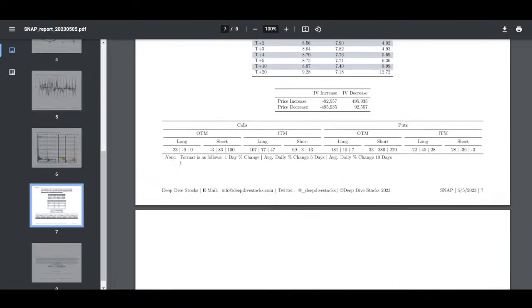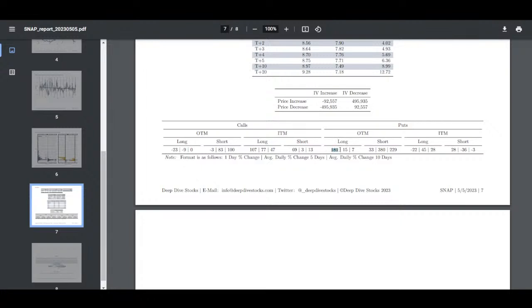So this simply means there was a 23% decrease in people selling calls. This means there was a 3% decrease in people buying calls, right? In the money, out of the money, pretty much, that doesn't make the biggest difference. Here we see a 181% increase in people selling puts. That's why the dealer is long the puts.